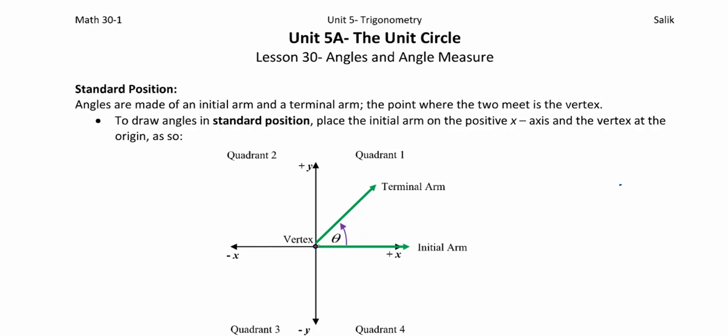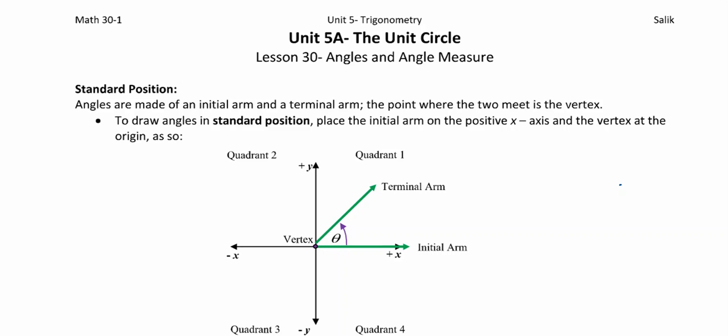So when we're measuring angles, if you remember, we always measure from what's called the initial arm. And the initial arm is really just from the positive part of the x-axis, right? So that's going to be where we're measuring from. And then where we're measuring to is called the terminal arm, right? So then this would be the angle that we make. Where those two different arms meet is called the vertex, okay?